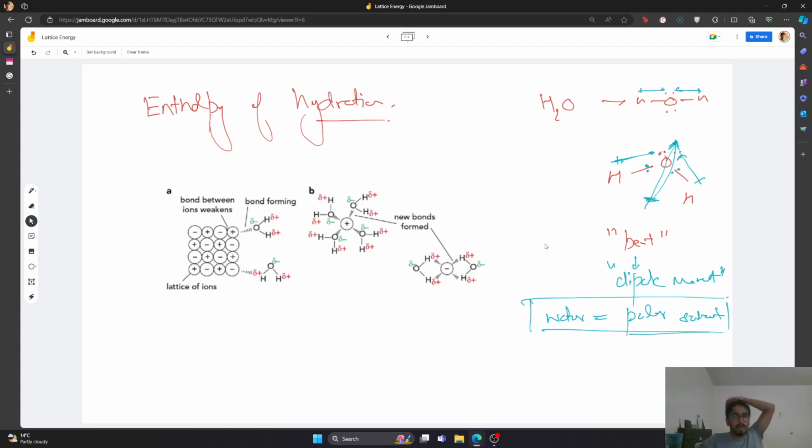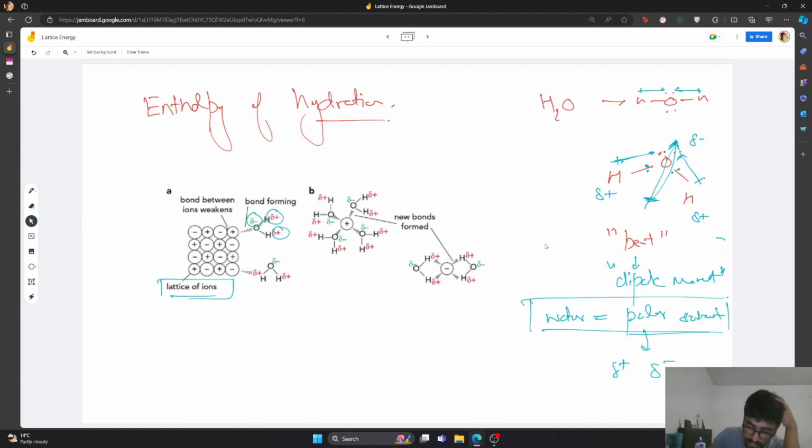Because it is polar, right? It has a delta minus on oxygen, and a delta plus on hydrogens, a little bit plus, because the oxygen is able to pull a little bit, and it's a little bit negative on this side. Because of this, this negative and this positive is generated, right? Delta plus and delta minus. Now, imagine that this is that ionic solid, a lattice of ions, right? This is what you're starting with.